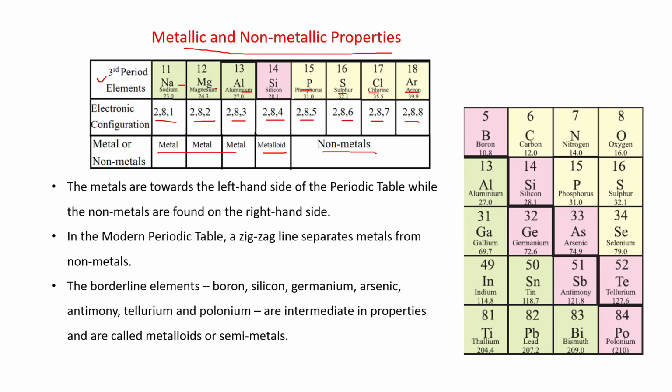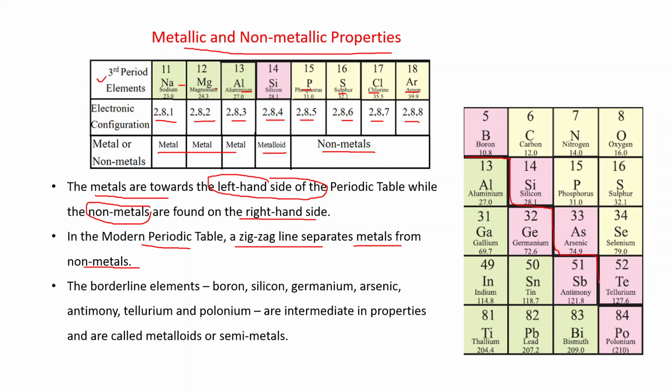Now what we conclude from this observation is that metals are towards the left hand side of the periodic table, while non-metals are found on the right hand side. In the modern periodic table, a zigzag line separates metals from non-metals. You can say this is one part of the modern periodic table, and in this case, this is a zigzag line.